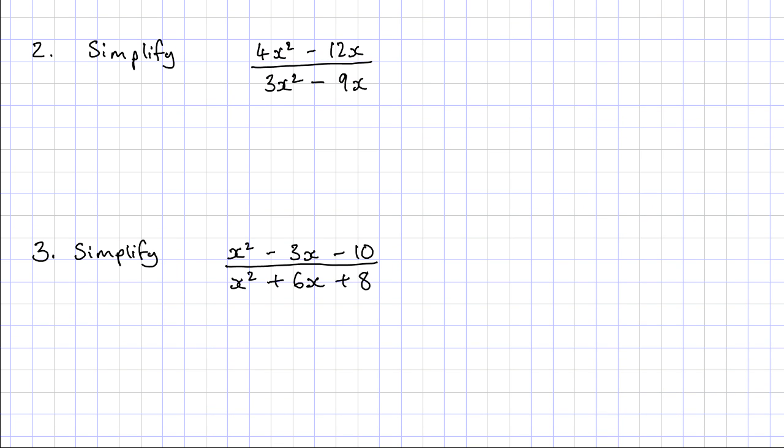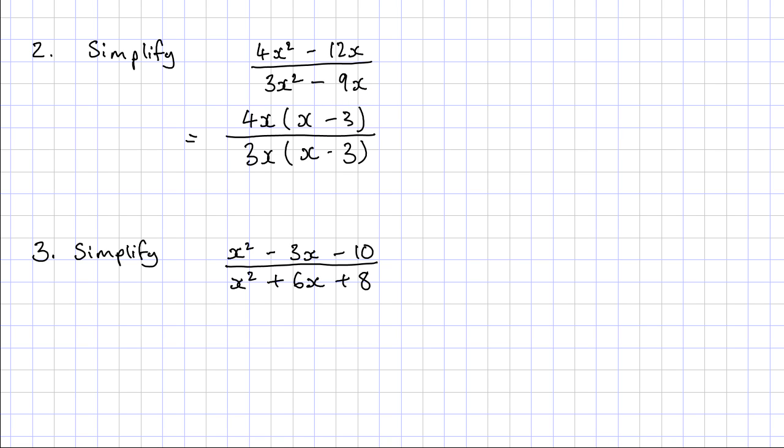So in the second question I have: simplify 4x squared take away 2x over 3x squared minus 9x. Now what I can do is factorize these, and then I will have a product of something. So let's do that first. 4x comes out, and then I'm going to be left with x minus 3 over, on the denominator, 3x comes out, and I'm going to be left with x minus 3 in the bracket. So now what I have is 4 times x minus 3, and 3 times x minus 3.